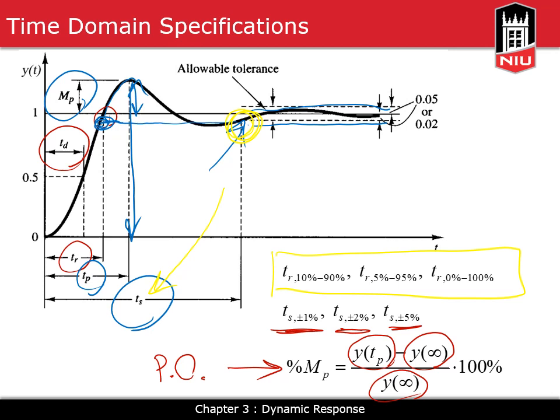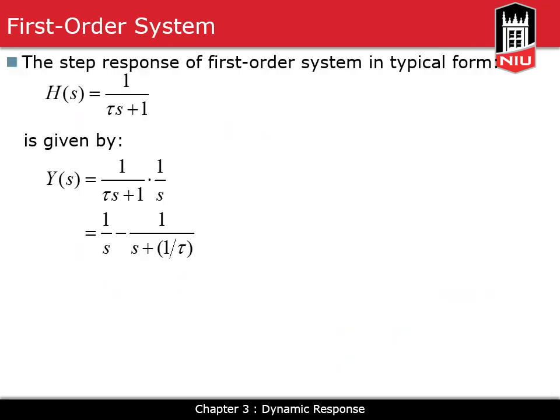So these are the definitions. After this, we're going to try and find formulas for each of these specifications of step response based on a standard second order transfer function. So let's first take a look at the first order system. A first order system with a transfer function like this.